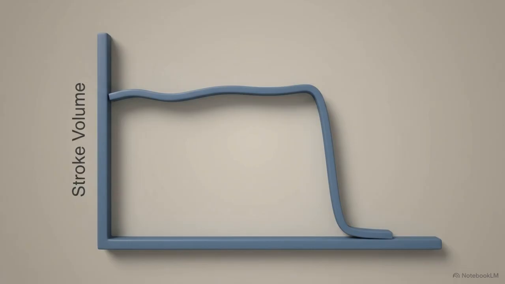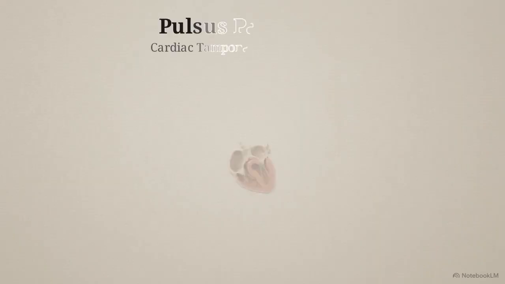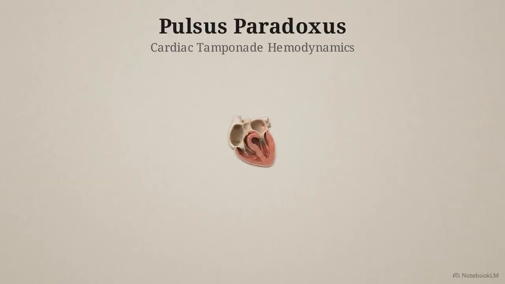The chamber cannot expand, so stroke volume plummets. In penetrating trauma, this manifests as Beck's triad: hypotension, jugular venous distension, and muffled heart sounds. High-level board questions will test the complex hemodynamic signature of tamponade, pulsus paradoxicus.